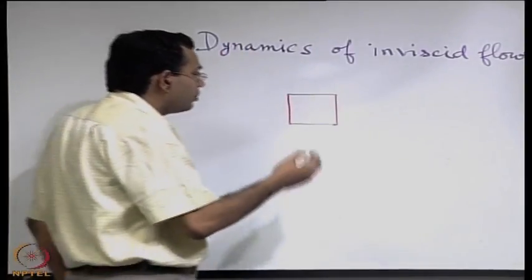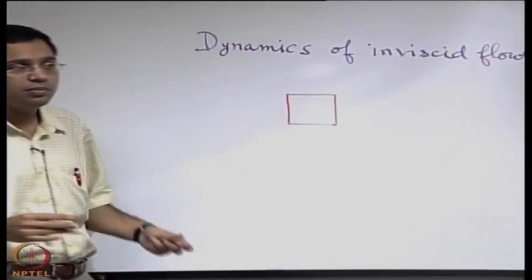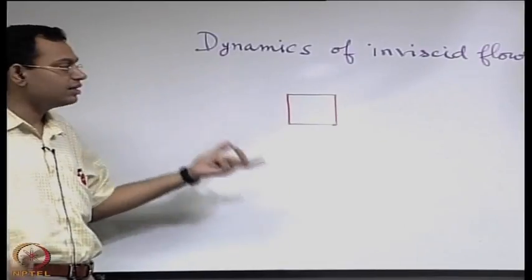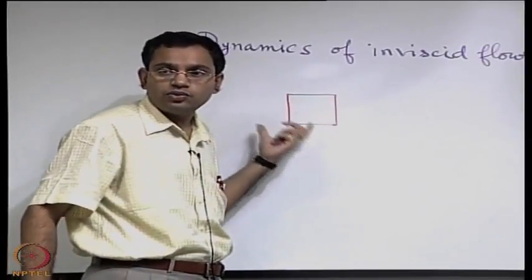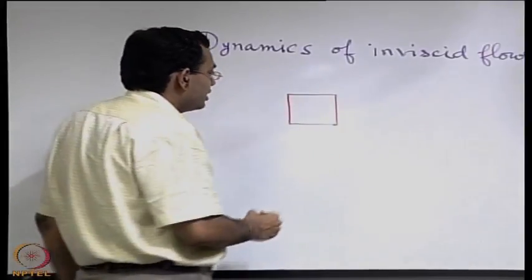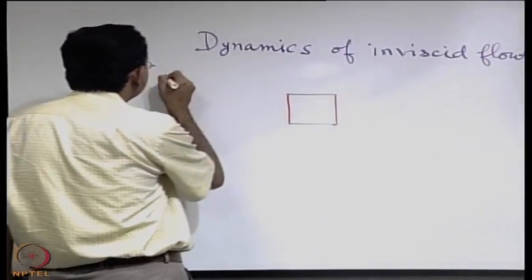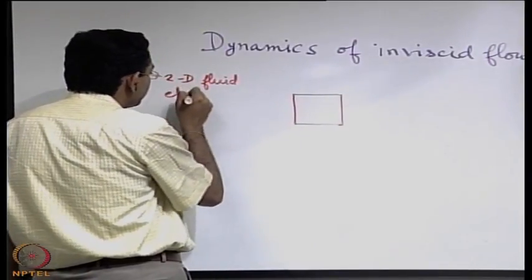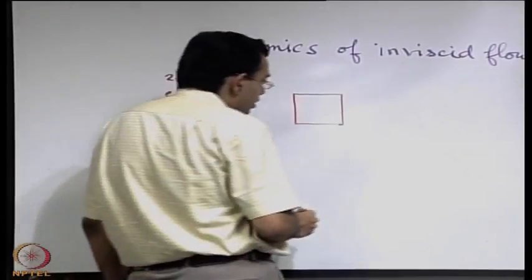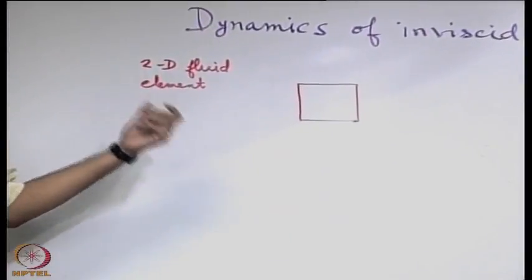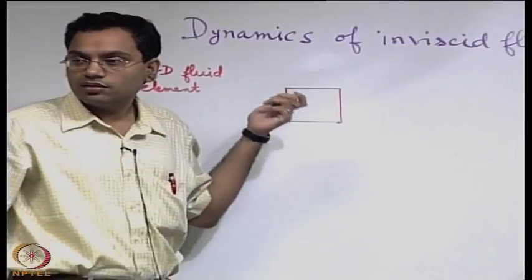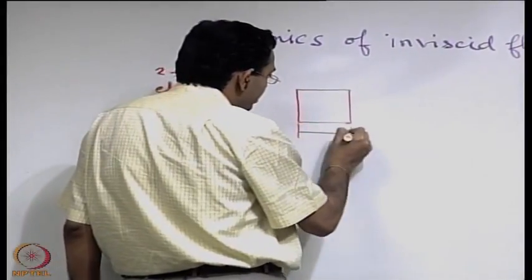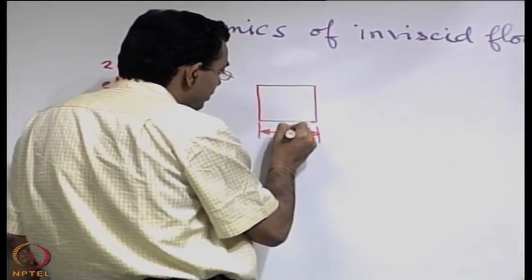Let us say that it is a 2-dimensional fluid element. It need not always be 2-dimensional, but if we are writing the equation of motion along a particular direction, then for simplicity we can take it as a 2-dimensional one for illustration. So let us take a 2-dimensional fluid element as an example. Fundamentally it is always 3-dimensional, so the third dimension you may consider as one or some uniform third dimension. Let us say that these dimensions are delta x and delta y.